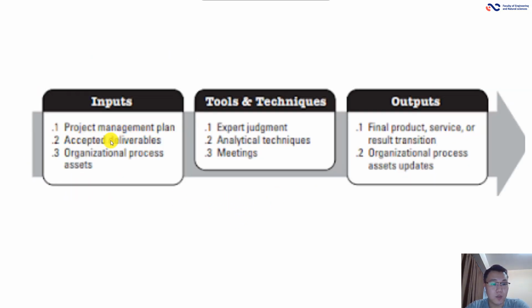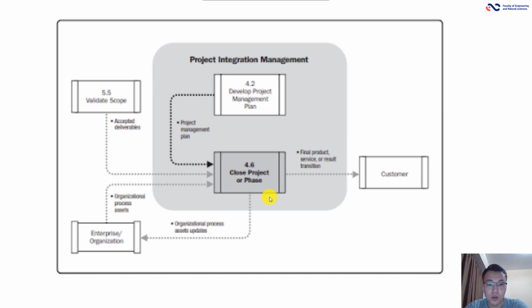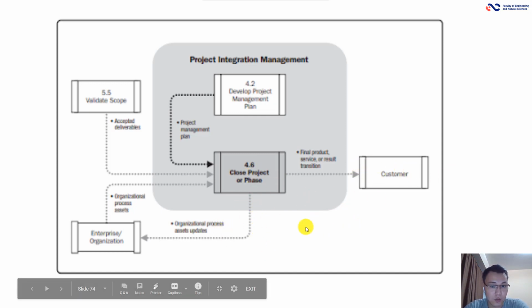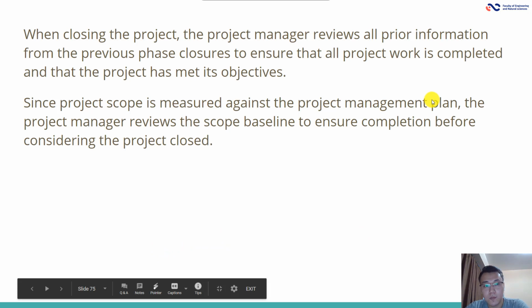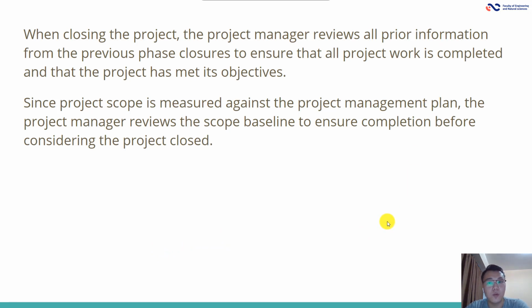Here in inputs we will have the project management plan, accepted deliverables, and organizational process assets. In tools and techniques: expert judgment, analytical techniques, and meetings. In outputs: final product, service or result transitions, and organizational process asset updates. It's the workflow of close project or phase. We see that after it comes customers, so it goes to customers, and the organizational process asset updates. When closing, the project manager reviews all prior information from the previous phase closures and ensures that all project work is completed and that the project has met its objectives.